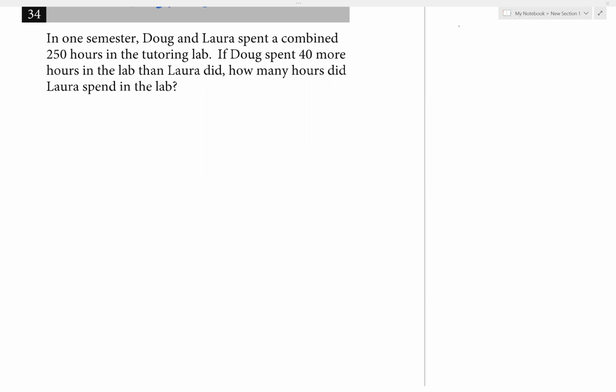So this is what type of question? Well, we need to write two equations to solve, right? We have two unknowns, so this is a system of equations. Okay, so we do have to write two equations here.